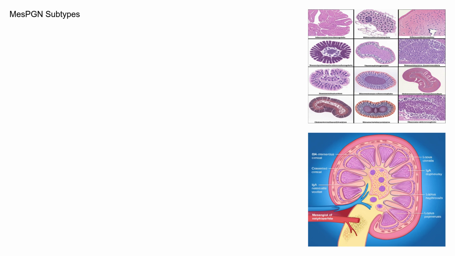MES-PGN isn't a single uniform disease. It encompasses several subtypes based on the underlying cause or the specific patterns observed during kidney biopsy. For example, it can be classified based on the presence or absence of IgA deposits, indicating IgA nephropathy as a possible underlying cause. Other subtypes may be associated with specific immune complex deposits. Accurate classification is essential for tailoring treatment strategies.